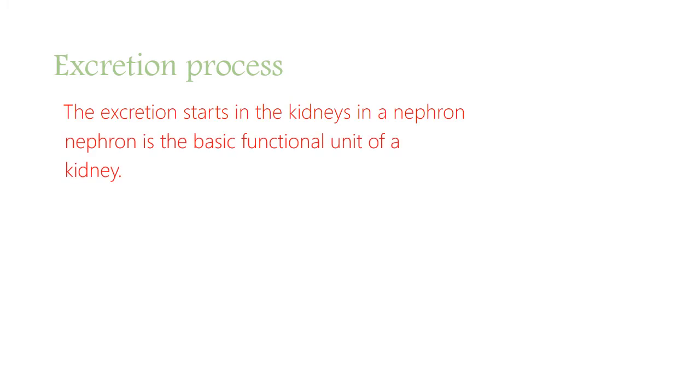Now let's know about the excretion process. The excretion starts in the kidneys in a nephron. There are several nephrons in a kidney. Nephron is the basic functional unit of a kidney. The function of the nephron is to regulate the concentration of water and soluble materials by filtering the waste product, reabsorbing what is needed, and excreting the waste.